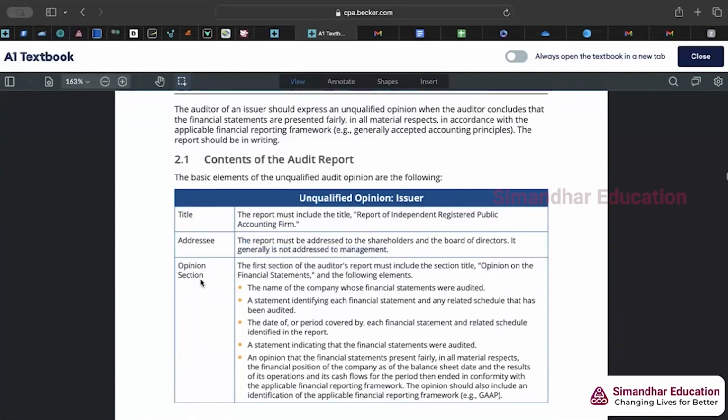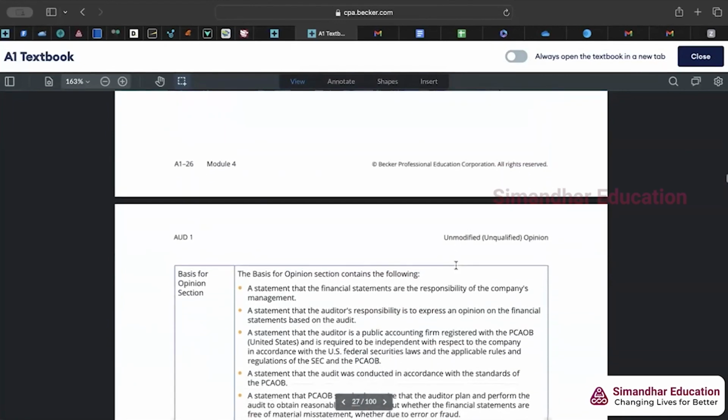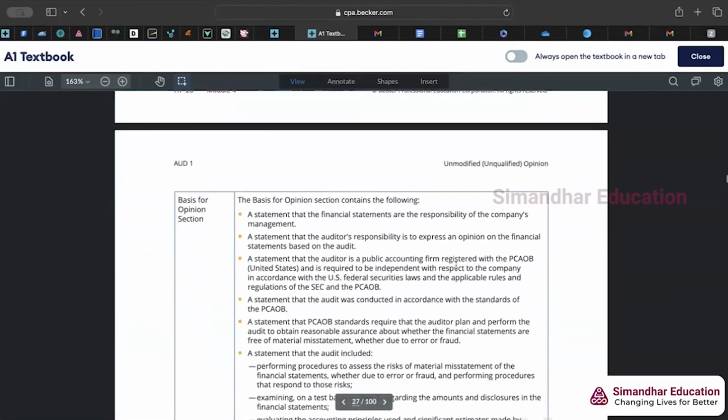Then the opinion section. You will write the name of the company, the statements, the date that they cover, and the statement that the financial statements were audited. And then you will give your opinion on whether they are presented in accordance with GAAP or not. Same opinion paragraph as for non-issuers. Then the basis of opinion paragraph.